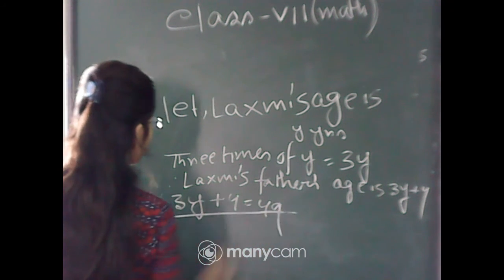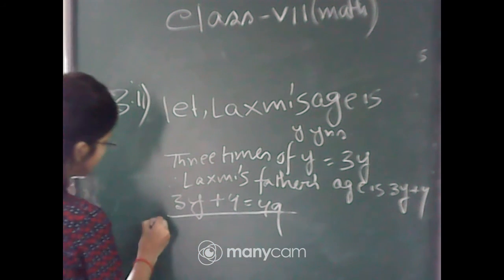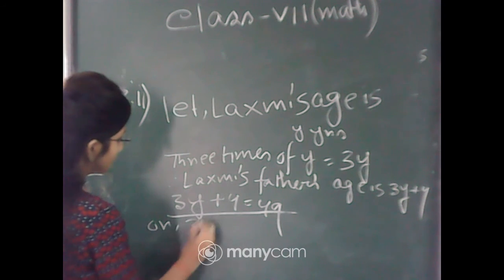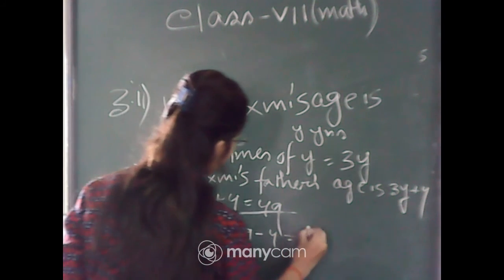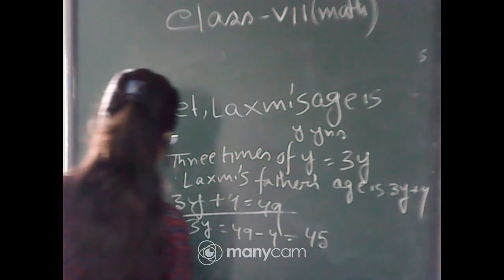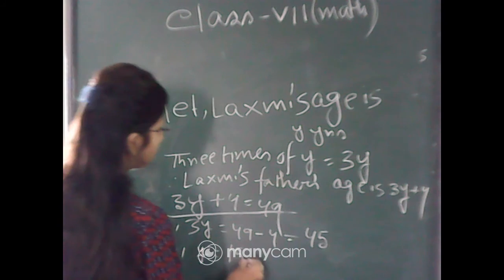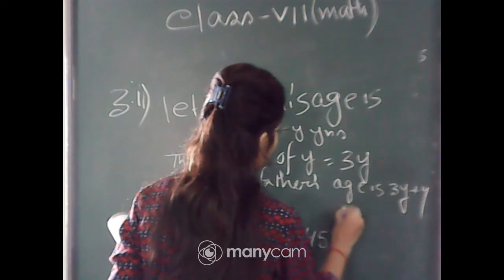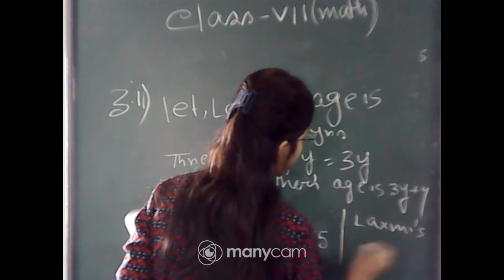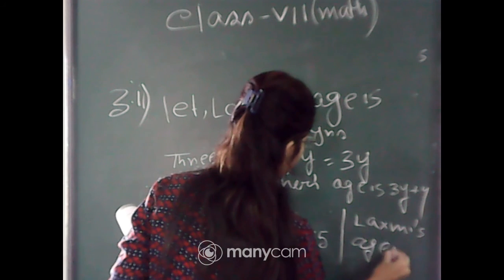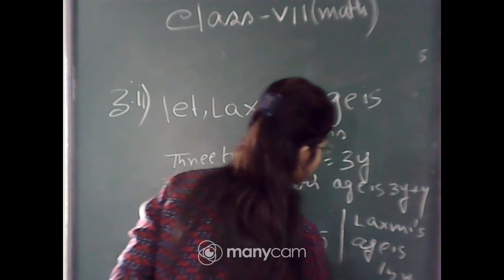Now we solve this equation. To solve this equation we first transpose 4 to the right hand side and we get 3y is equal to 49 minus 4, that is equal to 45, or y is equal to 15. Therefore, Lakshmi's age is 15 years, isn't it?